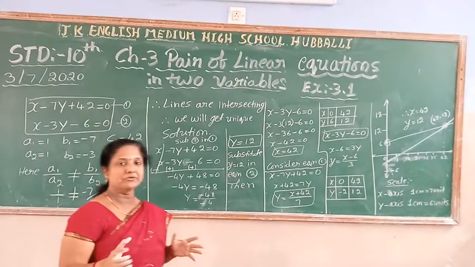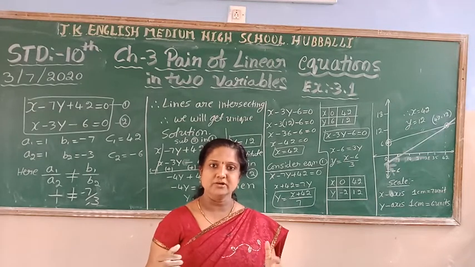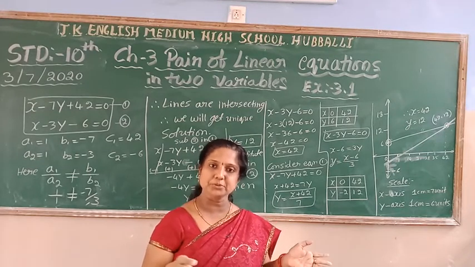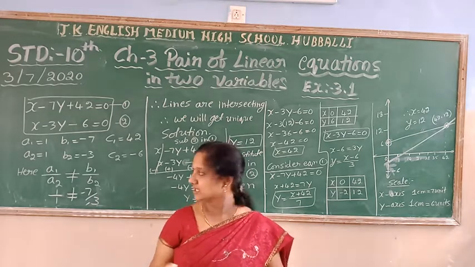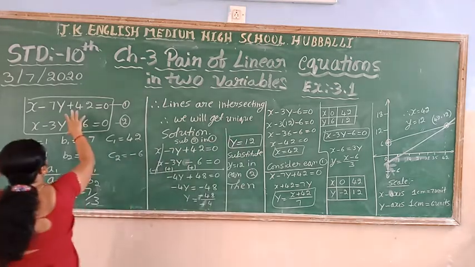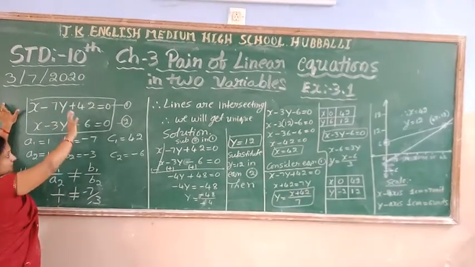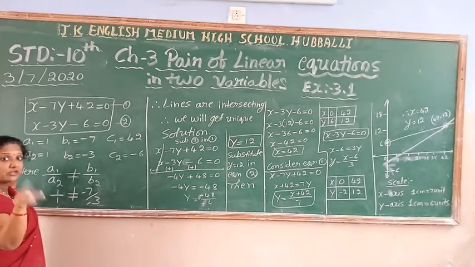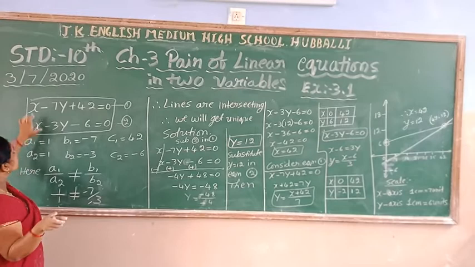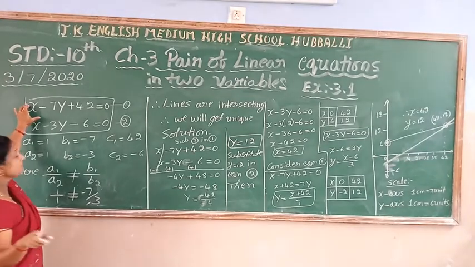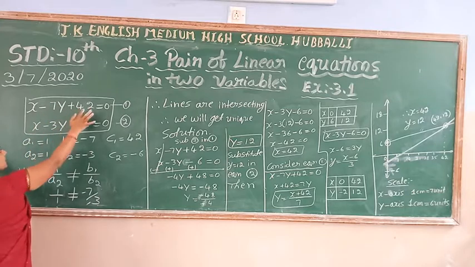Children, already I have written how we have to represent algebraically after converting the statement into linear equations of two variables. We represented algebraically. Now, those pair of linear equations of two variables, I have to represent graphically also. Graphically means now write the coefficients. What is the coefficient of this? A1, A2, B1, B2, C1, C2.